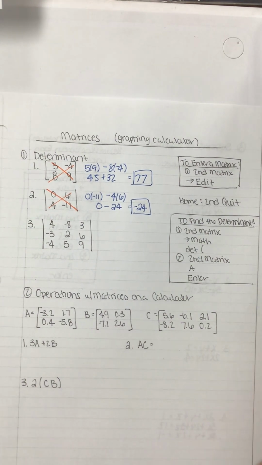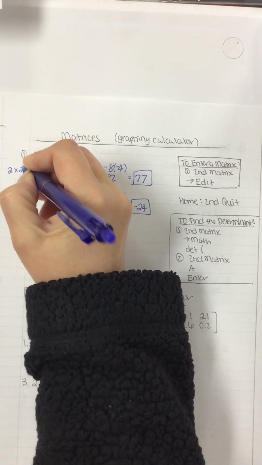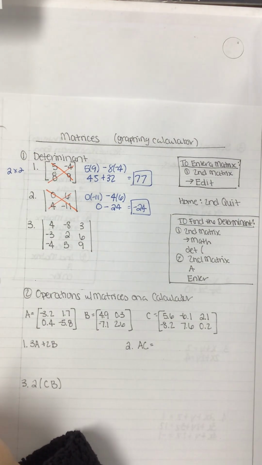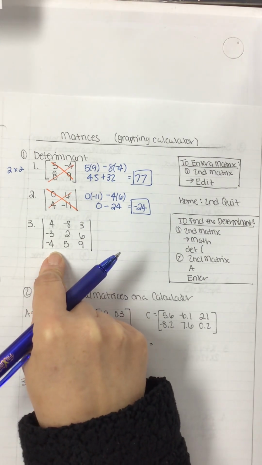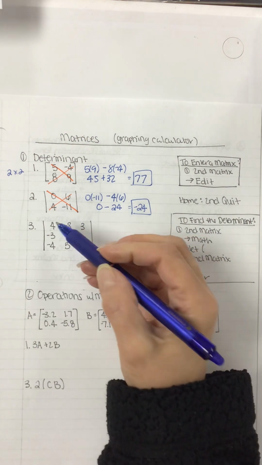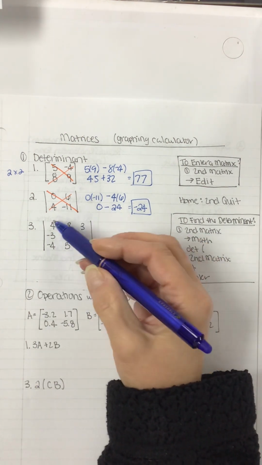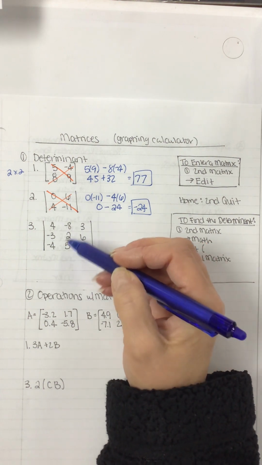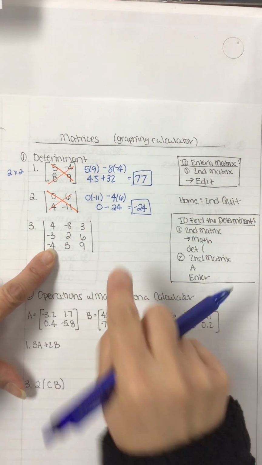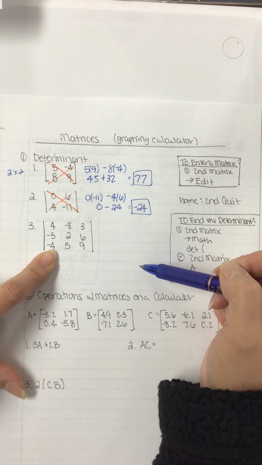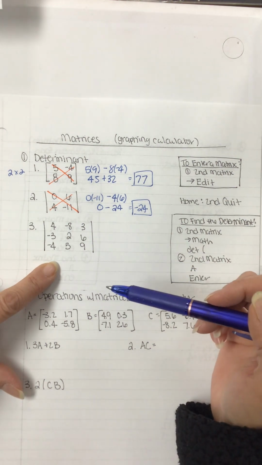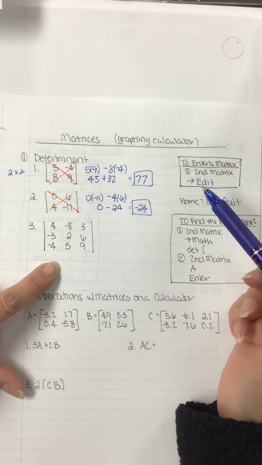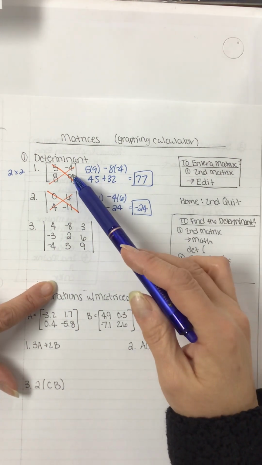Now, to do that, these were 2 by 2s. Remember our dimensions of matrices, right? So that's a 2 by 2. This one is a 3 by 3. The determinant in this one is not just one diagonal, but you'd have to do 3 diagonals, which means you would have to write this matrix again and find 3 diagonals, multiply them and add them, and then find 3 diagonals, multiply them and subtract them. Okay? So it gets a little complicated if it's not a 2 by 2.